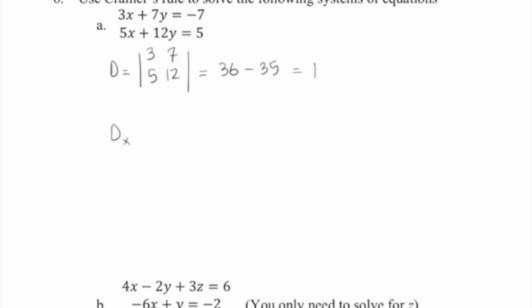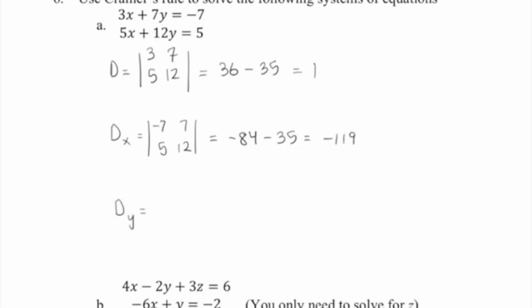The next determinant, remember, follow the subscript. X means that the x column, the coefficients of the x column are going to be replaced with those two values. And find the determinant. So negative 7 times 12 is negative 84. And then 5 times 7 is 35. That's negative 119.